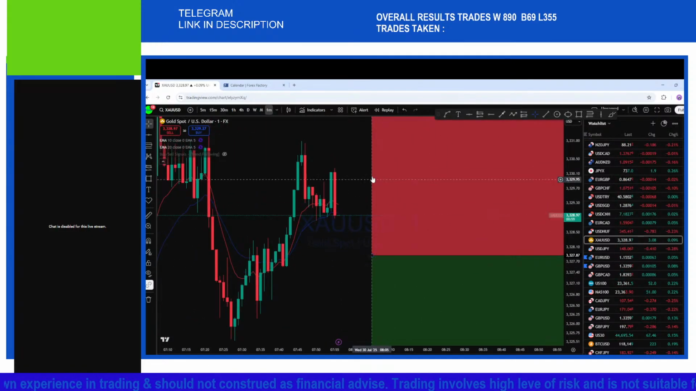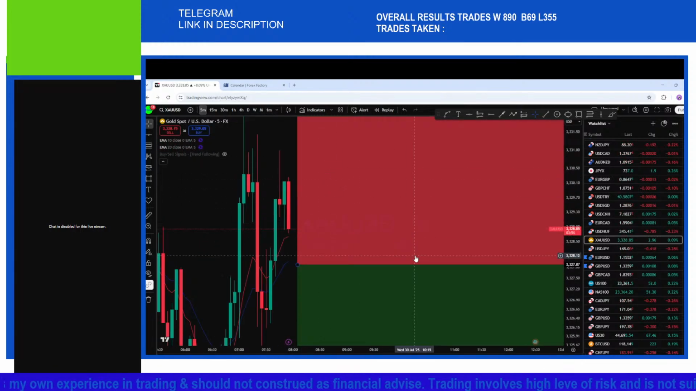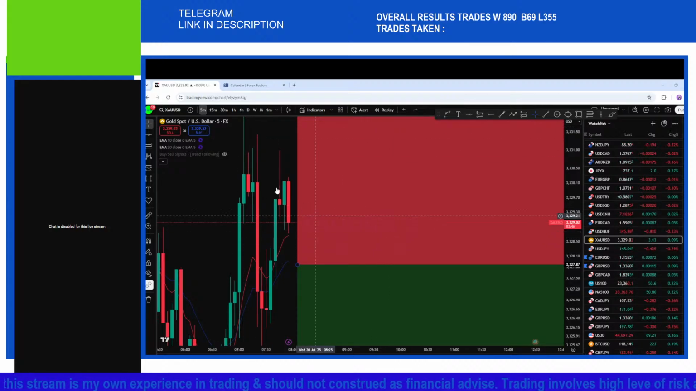We are seeing that bearish rejection here on the lower time frame, giving a probability for this market to continue to drop here to this support level to create a new lower low in this market.